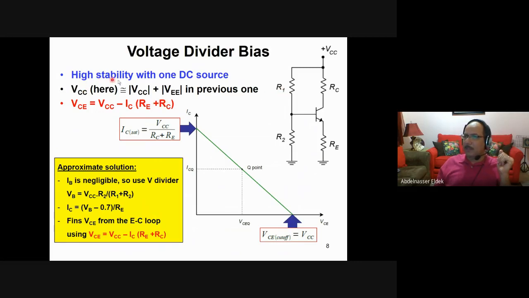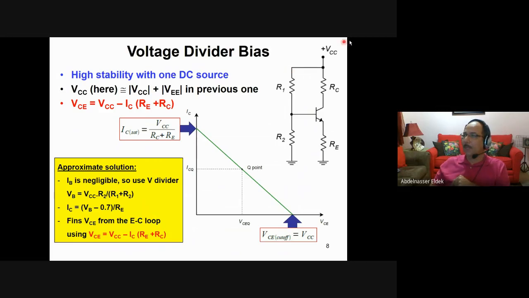First, as I said, this is high stability, as we have only one DC source. VCC here is equivalent to VCC plus VE in the previous circuit, because in the other one we have positive and negative, and here we have positive and ground. Then VCC is equivalent to VCC plus VE.